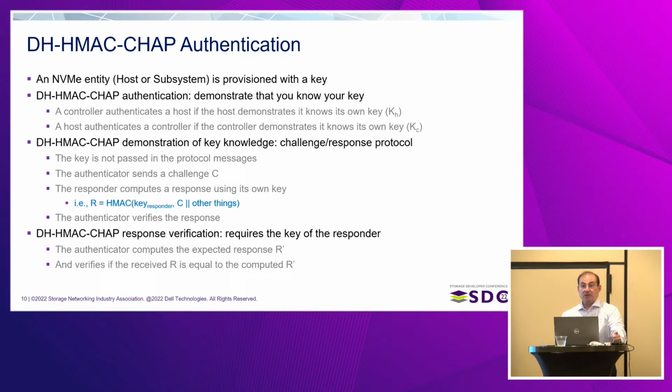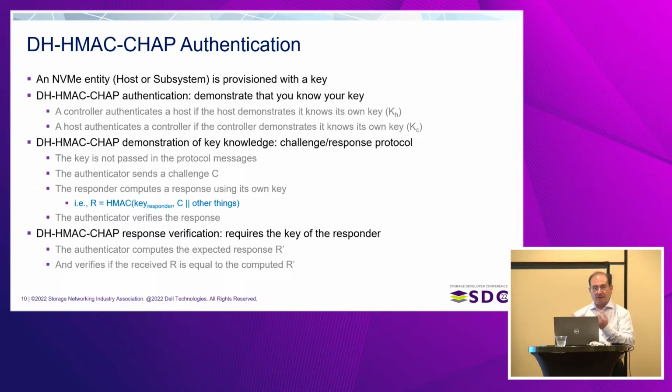The way DH-HMAC-CHAP authentication works, an entity, which could be a host or a subsystem, is provisioned with a key, its own key. And the purpose of the protocol, DH-HMAC-CHAP, is to demonstrate that you know your key. So a controller will authenticate a host if the host demonstrates that it knows its own key, KH. And a host authenticates a controller if the controller demonstrates that it knows its own key, KC.